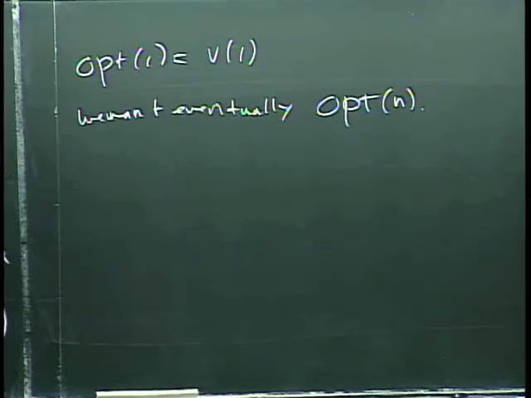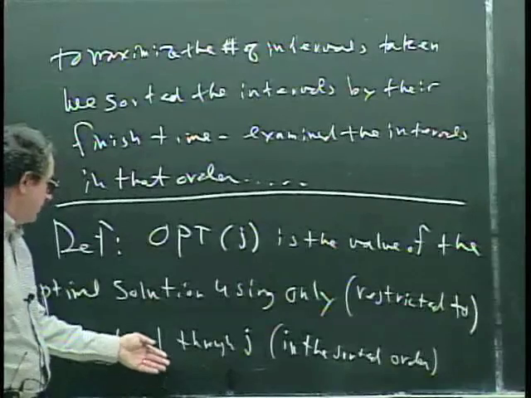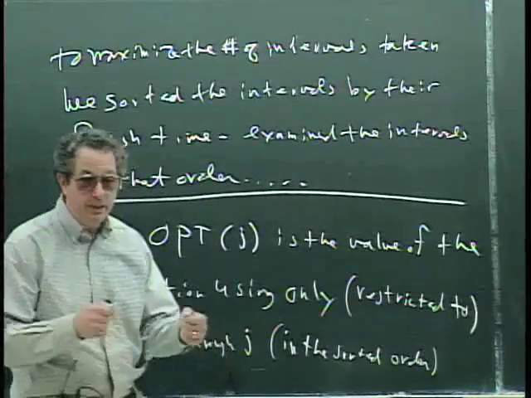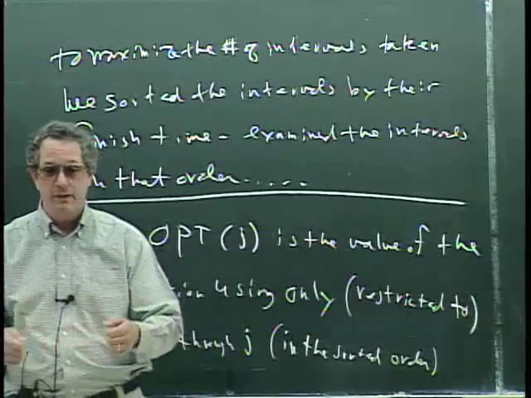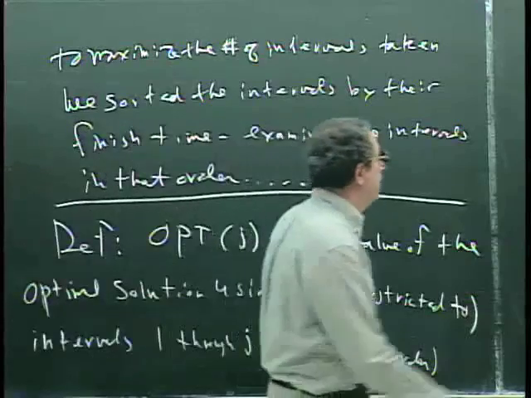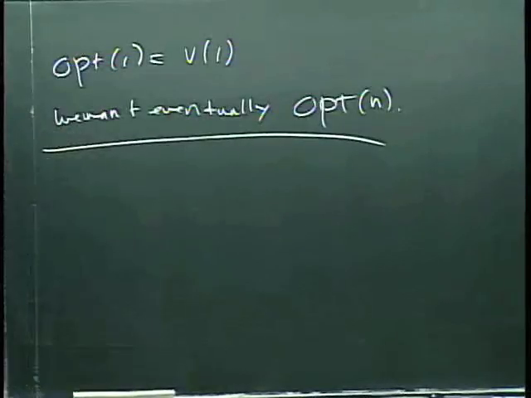I'm just trying to use the notation here, use the terminology, so you're comfortable with it. Opt of n is the value of the optimal solution that has available to it intervals 1 through n. Not that you're actually including all those intervals in the solution. They still have to be non-overlapping. But those are the ones that you could consider using, 1 through n. All right. So now that we have notation, we now want to set up a recurrence.